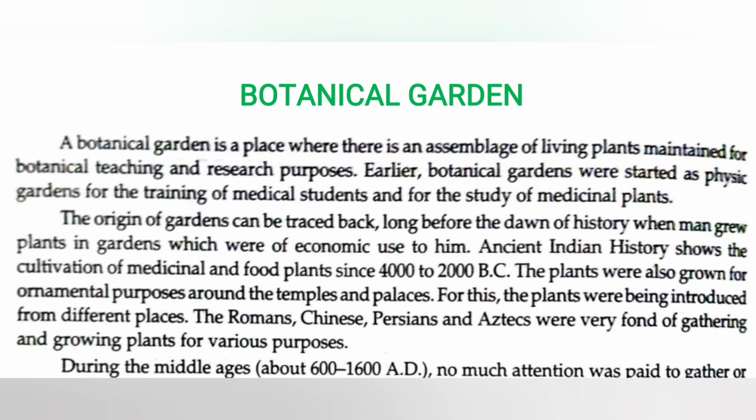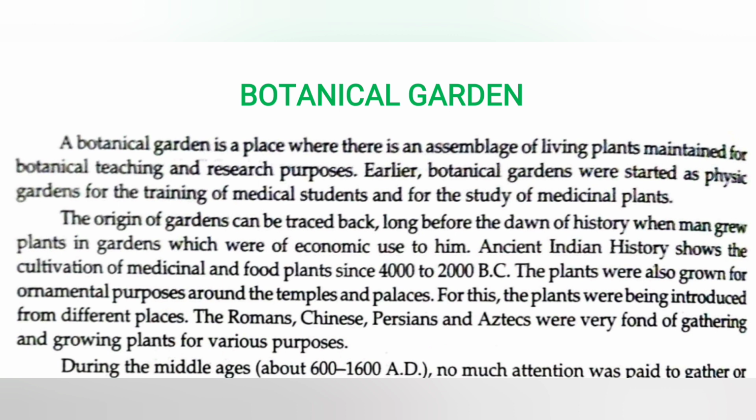So students, a botanical garden is a place where there is an assemblage of living plants maintained for botanical teaching and research purposes, as I explained to you earlier. Earlier, botanical gardens were started as physic gardens for training of medical students and for the study of medicinal plants. Means their main intention was to cultivate or gather plants only to cure diseases.